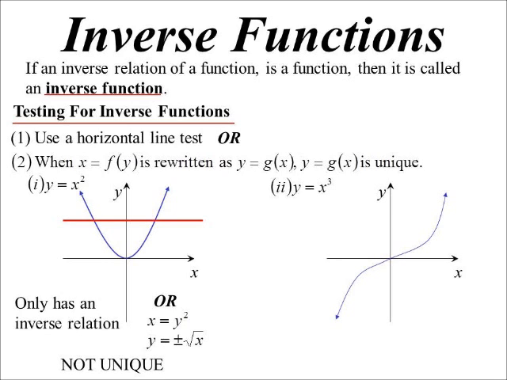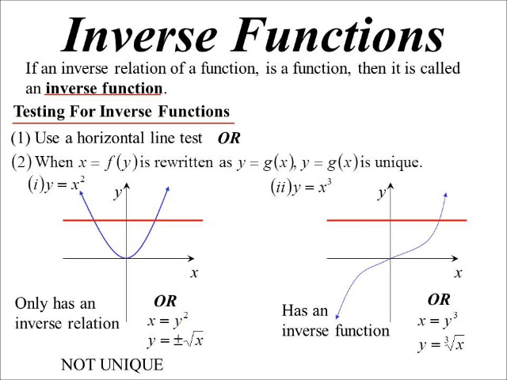Y equals x cubed, on the other hand, doesn't matter where I draw the horizontal line test, it would work. Algebraically, swap it round, x equals y cubed. So y would be the cubed root of x. Now when we're dealing with real numbers, there is only one cube root of x. So that is unique amongst the real numbers.